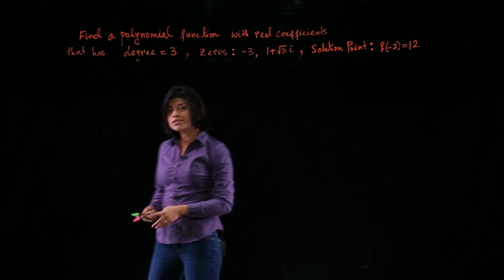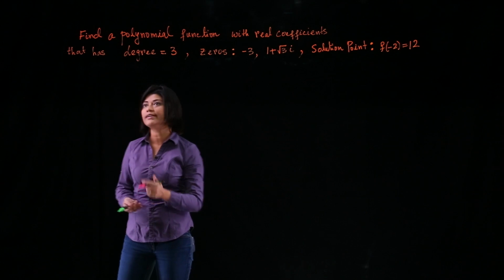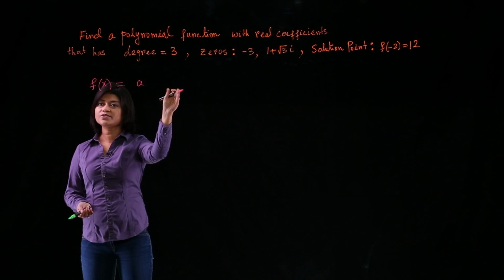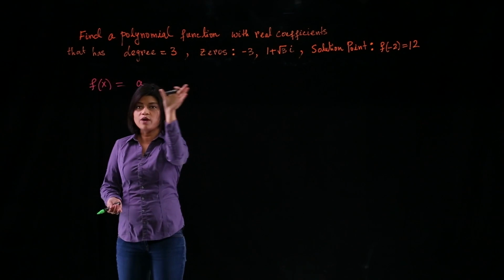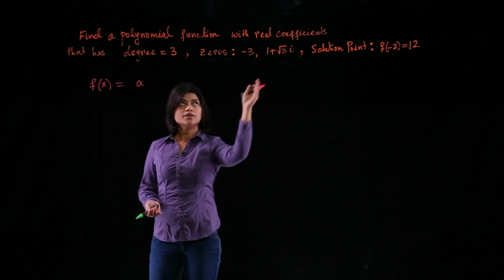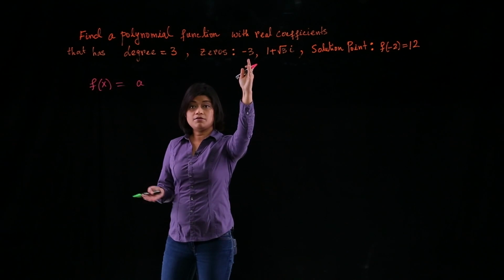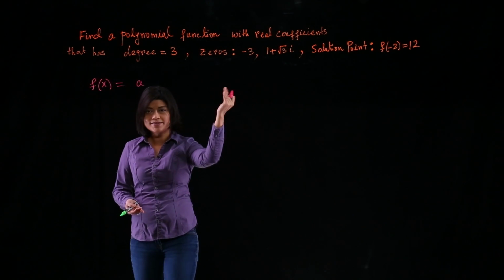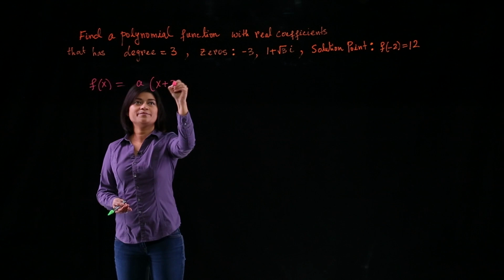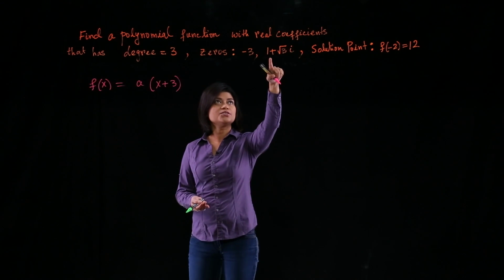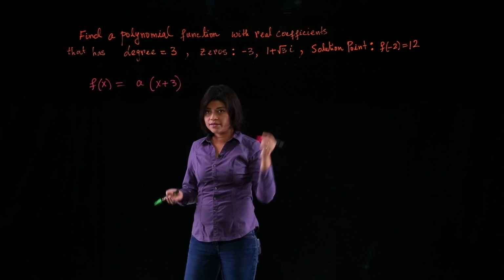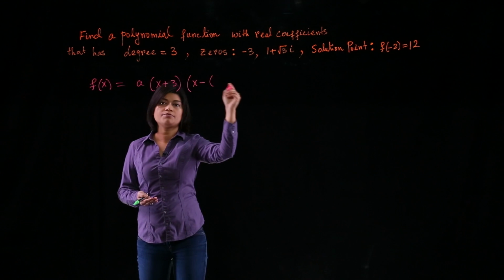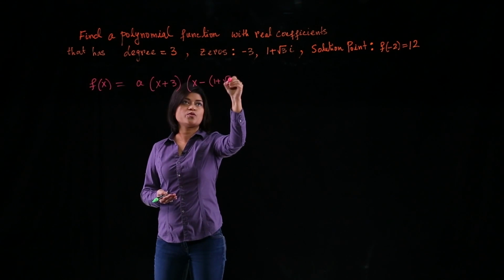Now, we can use the linear factorization theorem to write down our function expression as a times various factors, one factor for each 0. So let's start with the first 0 that our polynomial will have, which is -3. Therefore, the factor corresponding to it is x plus 3. The next 0 is 1 plus square root of 3i. Therefore, the factor corresponding to that 0 will be x minus the 0, x minus (1 plus square root of 3i).